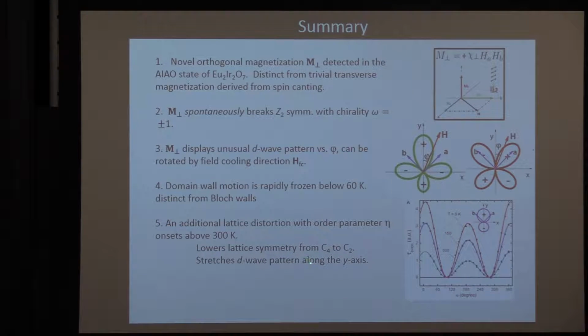The experiment also uncovers a distinct order parameter, eta, that has nothing to do with AIAO, and that onsets at very high temperatures, and it has the effect of breaking the C4 to C2, right? Lattice symmetry. And it distorts the D-wave pattern, stretching it along the y-axis. Okay, this is all. Thank you for your attention.